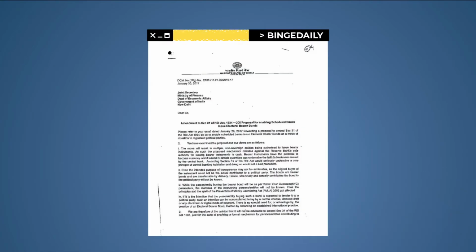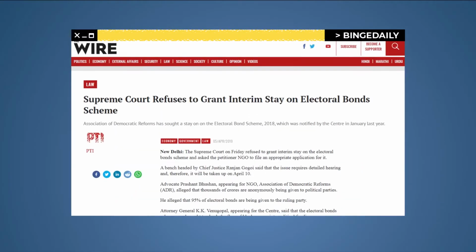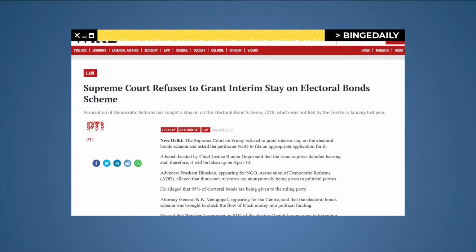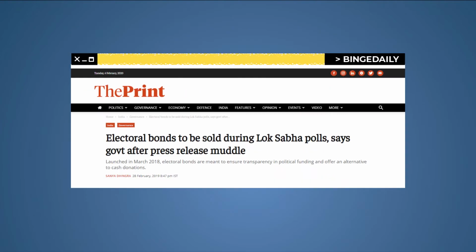In 2017, the government introduced something called the Electoral Bond Scheme. Electoral bonds are basically a way for individuals, companies, or organizations to donate to a political party. Ever since the scheme was introduced, an NGO filed a petition to suspend the scheme. On 23rd of January, the Supreme Court refused the immediate suspension of the scheme.